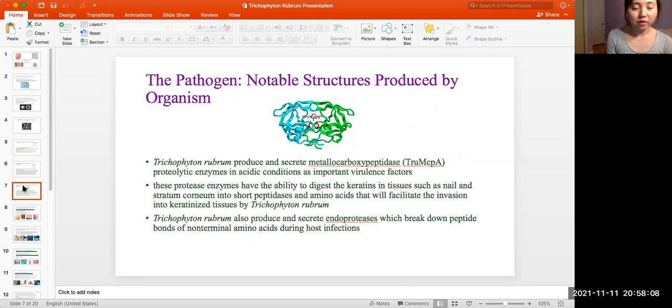Novel structures produced by the organism. Trichophyton rubrum produces and secretes metallocarboxypeptidase proteolytic enzymes in acidic conditions as important virulence factors. These protease enzymes have the ability to digest the keratins in tissues, such as nail and stratum corneum, into short peptides and amino acids that facilitate the invasion of keratinized tissues by Trichophyton rubrum. Trichophyton rubrum also produces and secretes endoproteases, which break down peptide bonds of non-terminal amino acids during host infections.